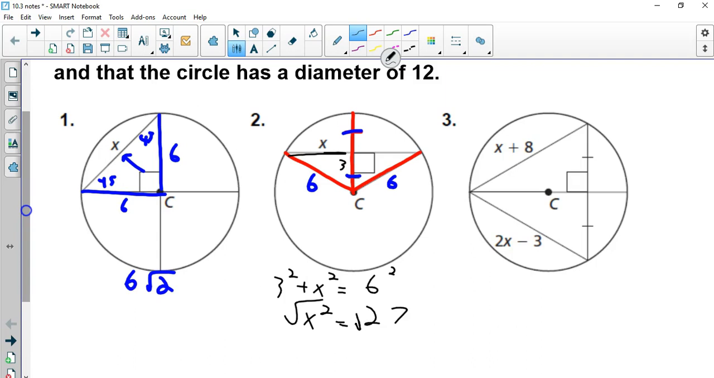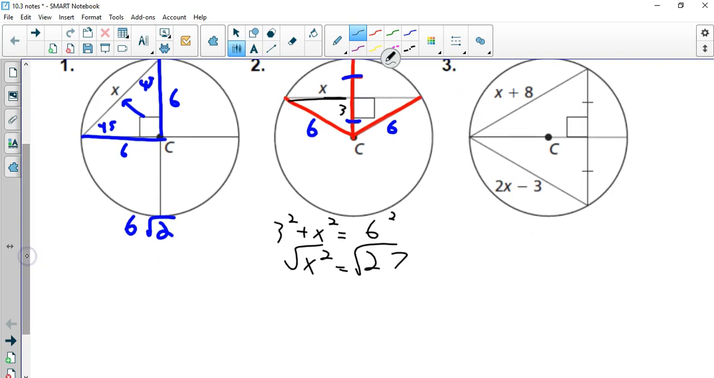Now we're just going to take the square root of both sides, and we're just going to simplify this radical, which breaks down to 9 and 3, 9 being a perfect square. So x is equal to 3 root 3.